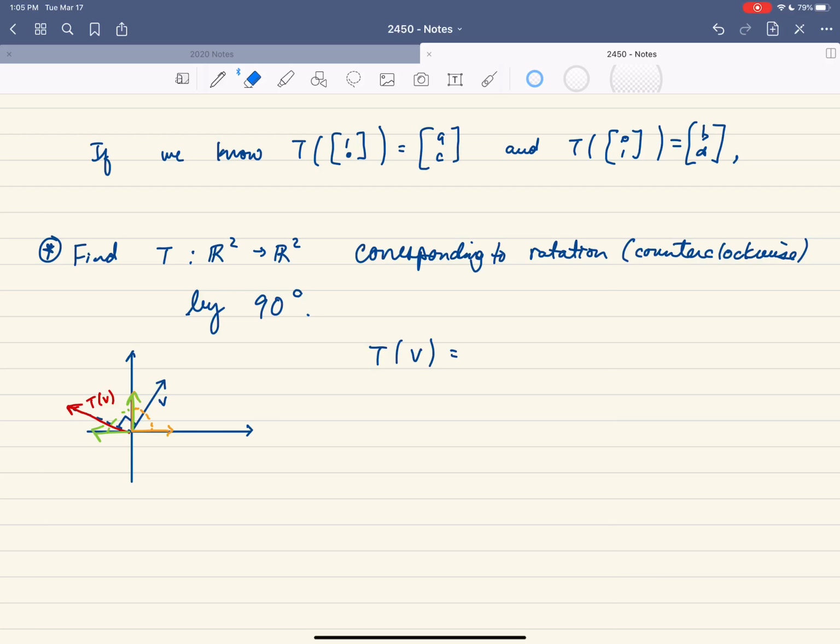What's the transformation that we can apply to our vectors in R2 that's going to correspond to rotation 90 degrees in a counterclockwise manner? So what we need to figure out is T. We don't know what this transformation is. That's what we're trying to figure out. But we do know what T of (1, 0) is, and what T of (0, 1) is.